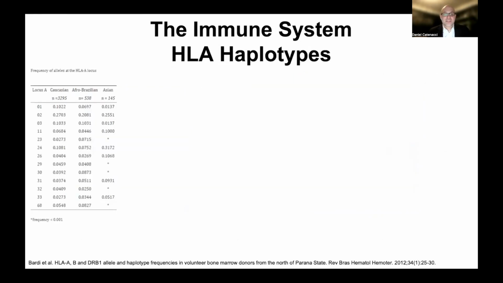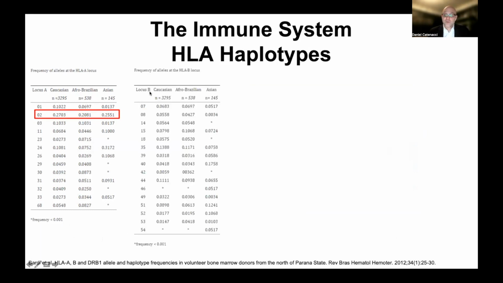And this study looked at what are the most common versions of each of these loci. They were comparing Caucasians, Afro-Brazilian, and Asians in this study, and they listed the top several versions of each of the loci. This is locus A, and you can see that the most common one in Caucasians was about 27% of the population expressing this locus type 2. It was a little bit different in terms of its percentage in the other ethnicities.